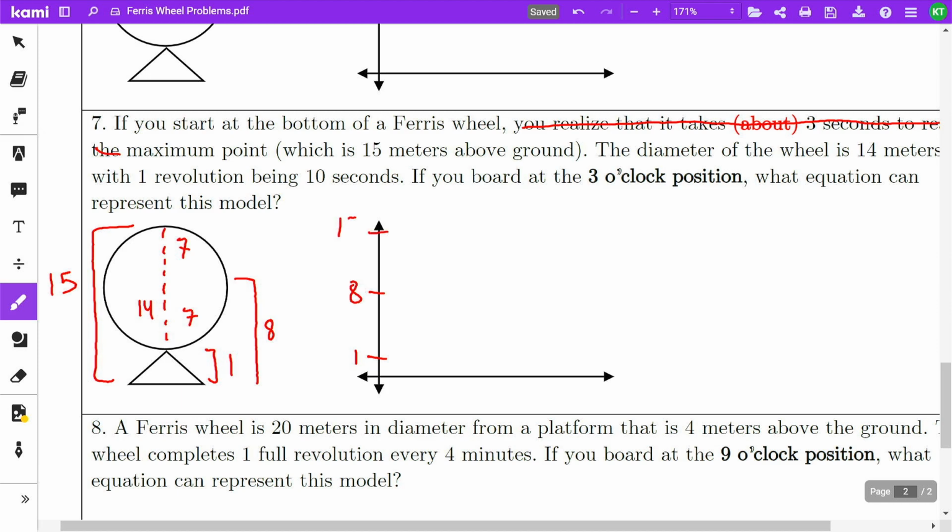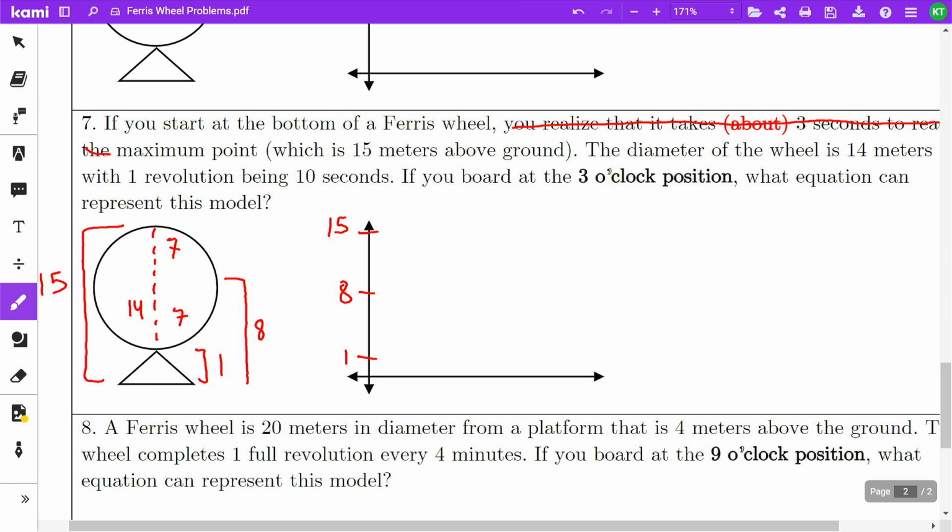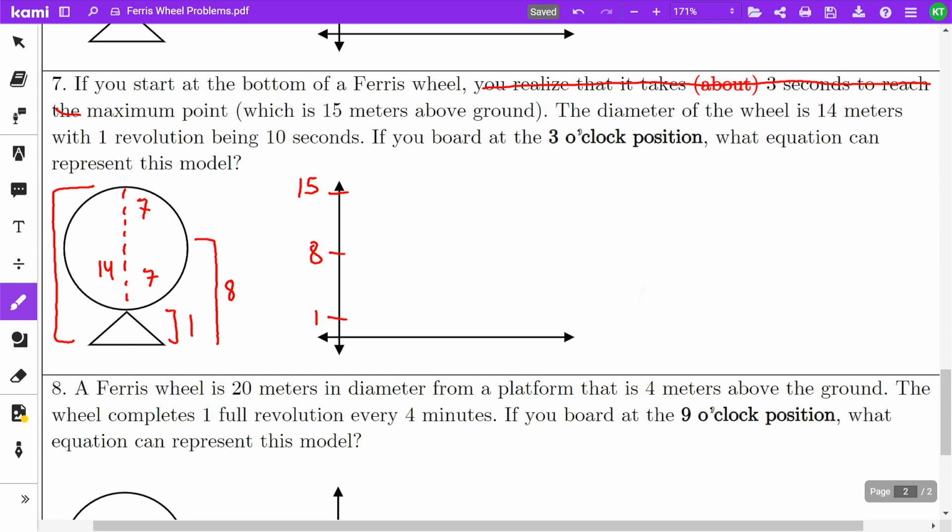point being 15. This is going to take 10 seconds, so I'm going to split that into 4 different sections. So 0, 10 divided by 4 is 2.5, so 2.5, 5, 7.5, and then 10.